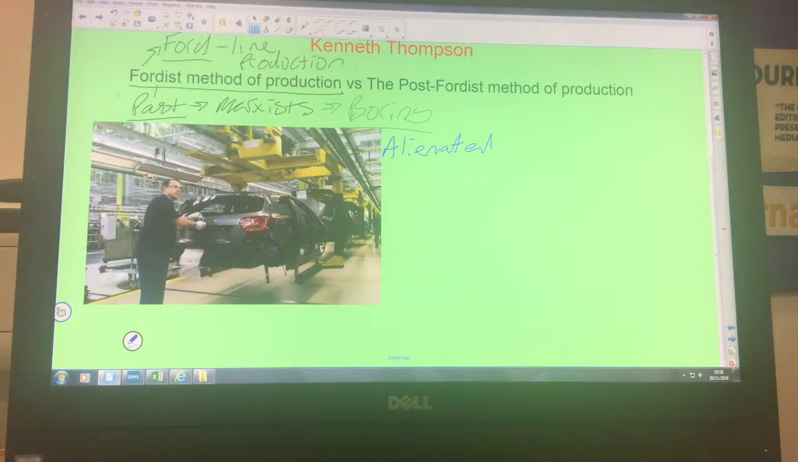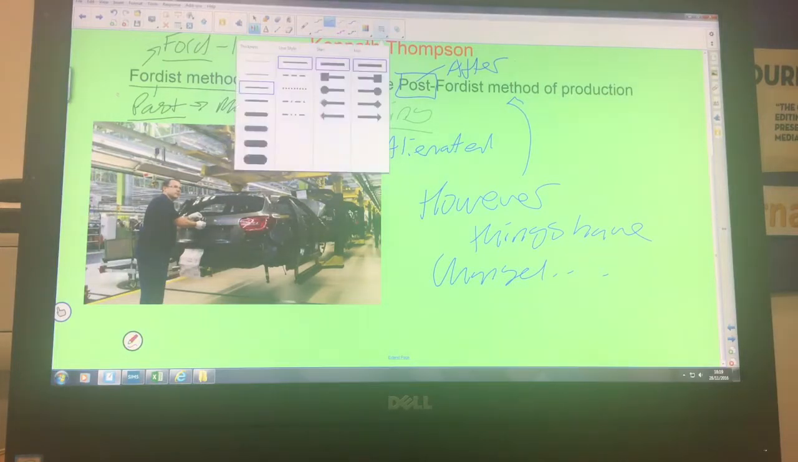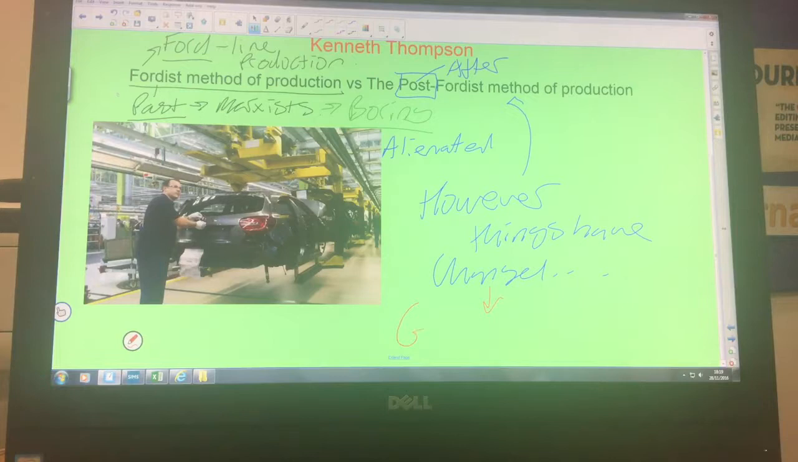That was the past. And Kenneth Thompson argues, yes, Marxism may have had some relevancy in the past, because that's how it was. However, things have changed. And therefore, as a result, that idea is no longer relevant today. And he calls it the post-Fordist method of production. Remember, post just means after. So what he's saying is we're now after the Fordist method of production, and things have now changed. And it's all because of globalisation, which links together to the main core of the theory.